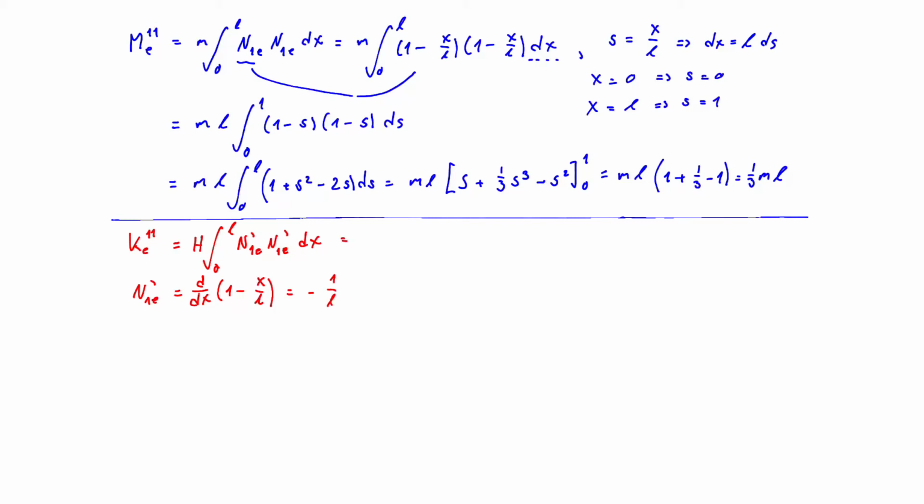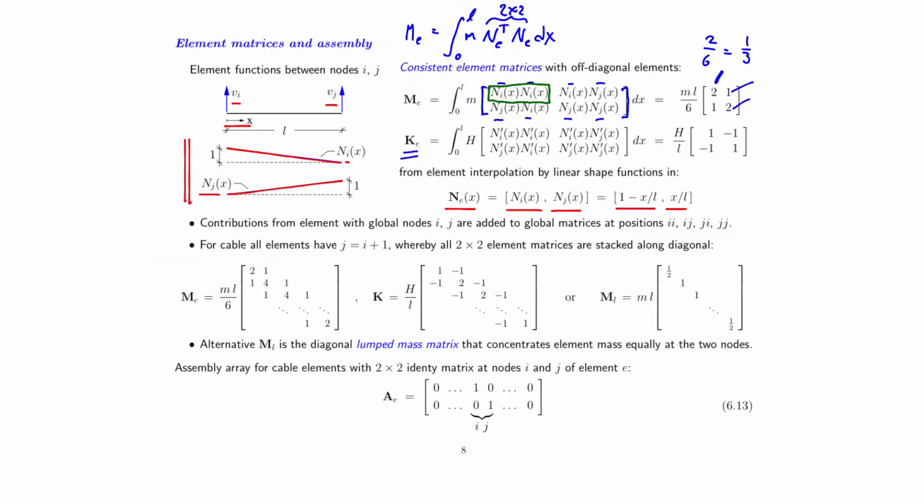So if we substitute that back into the integral, we'll have minus 1 divided by L squared, and that gives us h divided by L squared, and then the integral from 0 to L dx. Remember that there's a unit value in here, so if we integrate that, we'll get x from 0 to L, and that means the solution will be h divided by L. And that is exactly the value that we get at the 1, 1 entry of our element stiffness matrix.